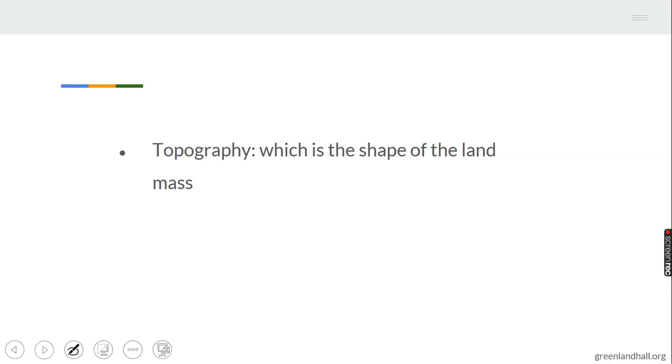The next one is topography. Topography means the shape of the land, the shape of the land mass. And steep slope promotes weathering faster than gentle slope. It increases the rate of disintegration of the rock. So the time for weathering to take place will be determined by the slope of the land, if the land is steep or gentle.